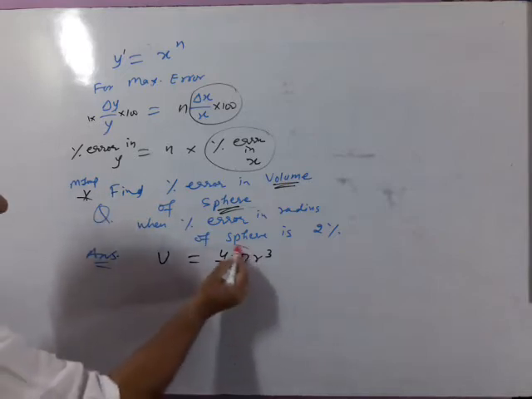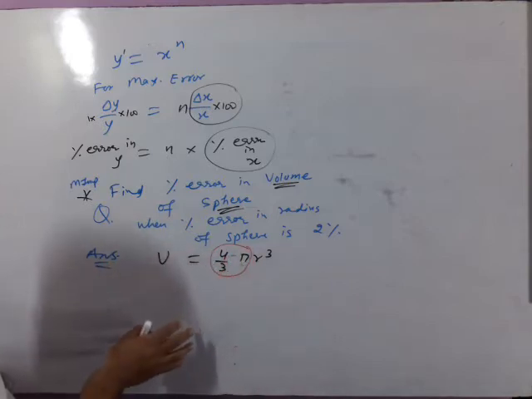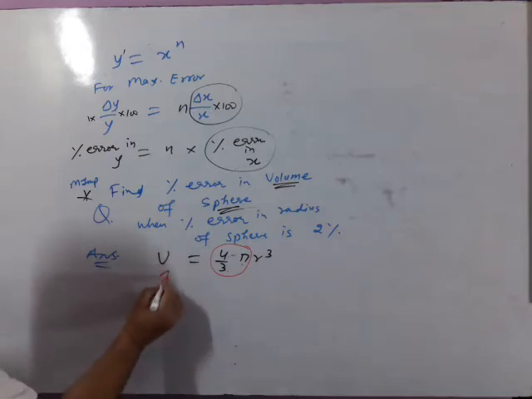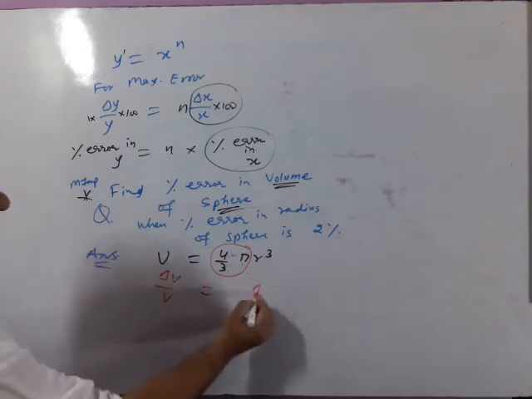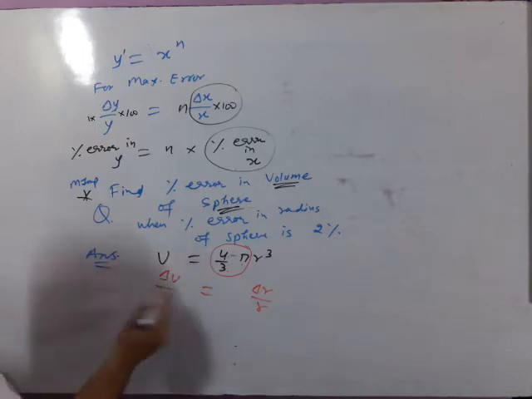If it is constant, ignore them. 4, 3, pi: ignore them, no error in these. V, delta V by V; R, delta R by R. Multiply by power: V raised to power 1 into 1, R raised to power 3 into 3.